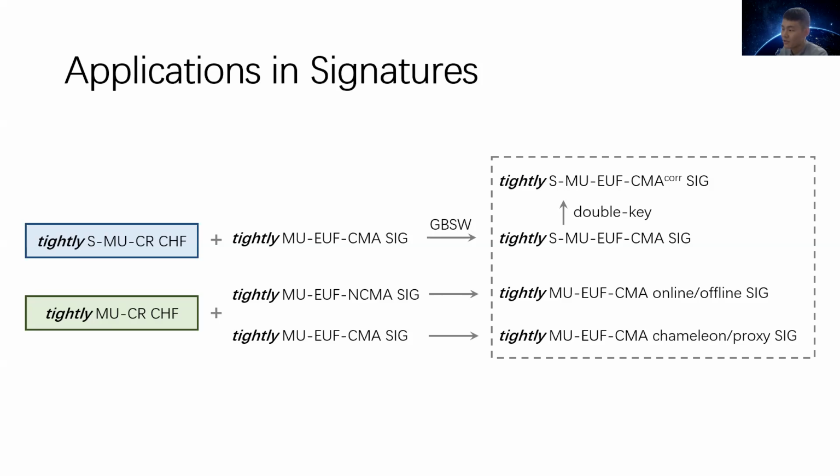Furthermore, we can cope with corruptions through the double key mechanism and get a tightly strong multi-user UFCMA secure signature against adaptive corruptions, which can be used in authenticated key exchange protocols. Our tightly MUCR secure Chameleon hash functions can further be used in multi-user online-offline signatures, Chameleon signatures, and proxy signatures. All these transforms fall in the hash-sign-switch paradigm, and the security is tightly reduced to the tight security of Chameleon hash functions and signatures in the multi-user setting.